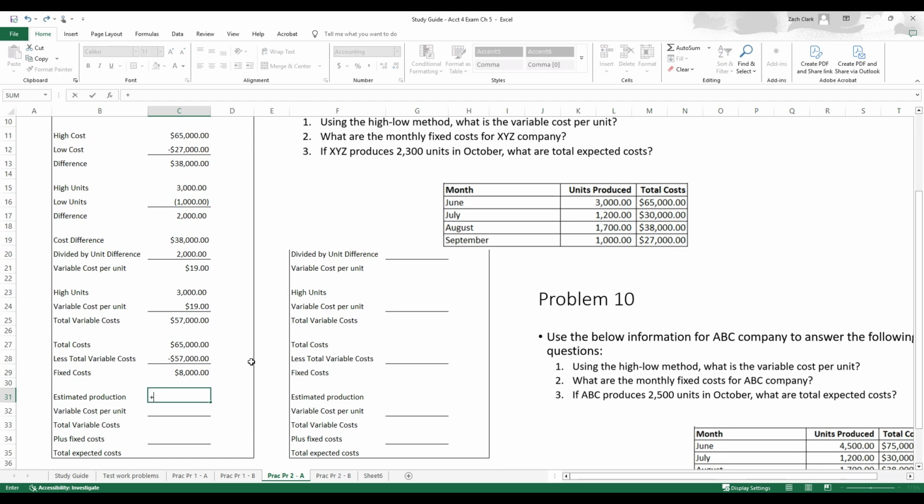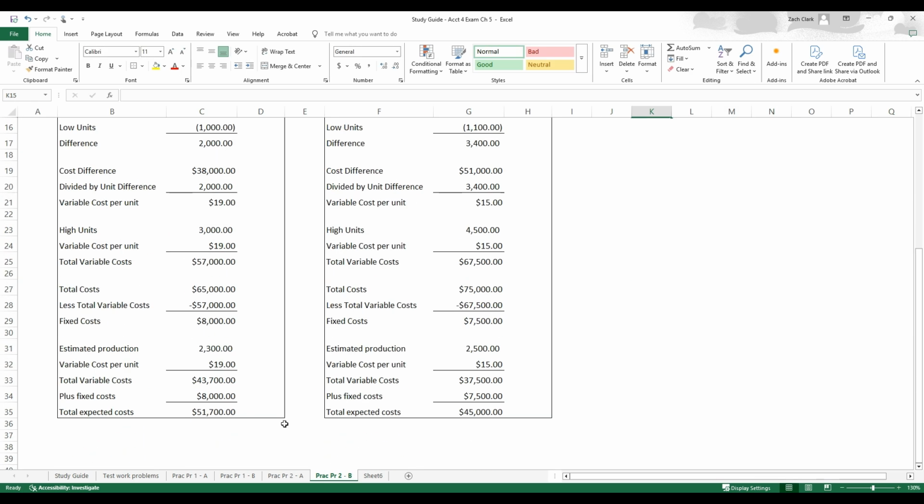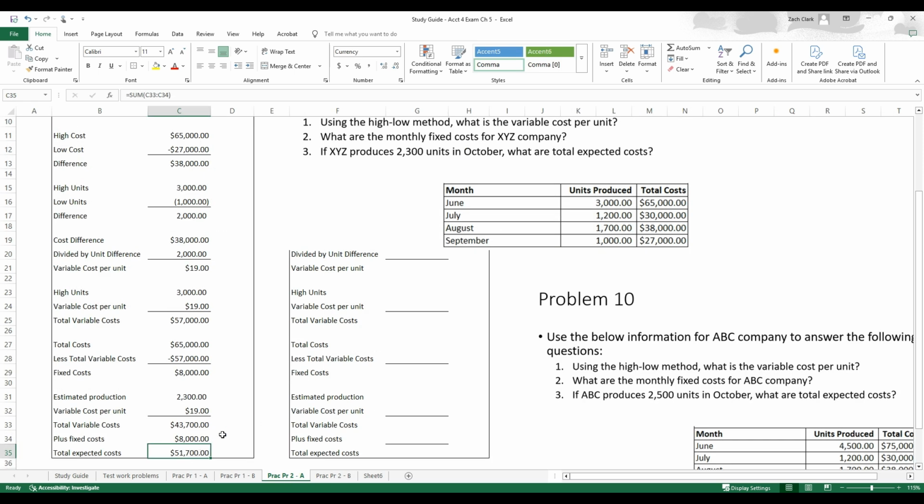And that would be consistent, month over month essentially. And if we're going to say we estimate production of 2,300 units, again, using our variable cost per unit, we can estimate that. Let me do it like this. So $19 variable cost per unit, which would give us total variable cost of 43,700. And then we add in our fixed costs like we did above.